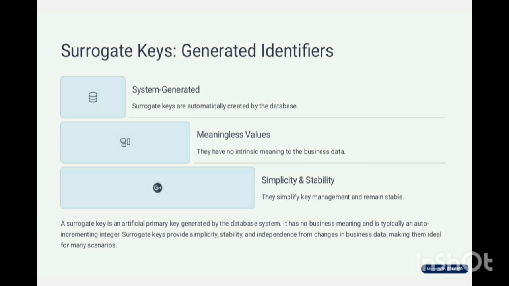Surrogate keys. A surrogate key is an artificial key generated by the system, usually an auto increment integer or a UUID. It holds no business meaning but offers simplicity, easy to index and reference, and stability, unaffected by changing business data. Use surrogate keys when natural candidate keys are large, composite or subject to change.